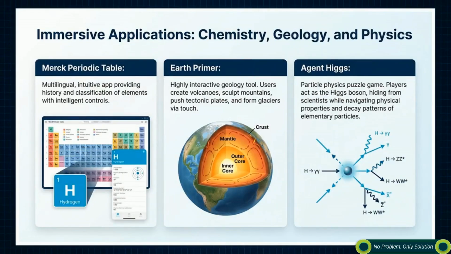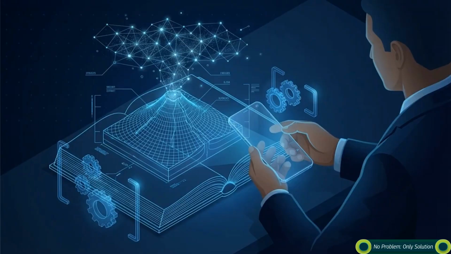Interactivity extends to earth sciences. Earth Primer allows users to move tectonic plates, while Agent Higgs lets students navigate the decay patterns of elementary particles. These immersive tools provide an experiential layer to textbook science, which helps improve long-term memory retention.